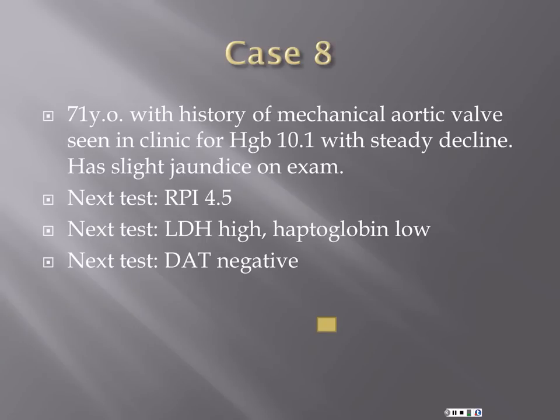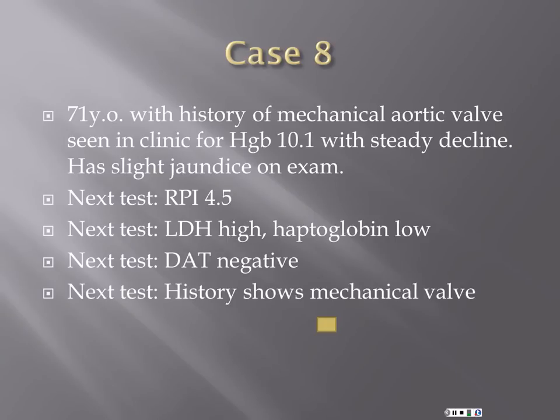So the DAT's negative, so what's the next best test now? I know it's not autoimmune. So what's next? Peripheral smear. Well, look at the history. He has a mechanical valve. And then you want to look at his smear. And what does his smear look like?